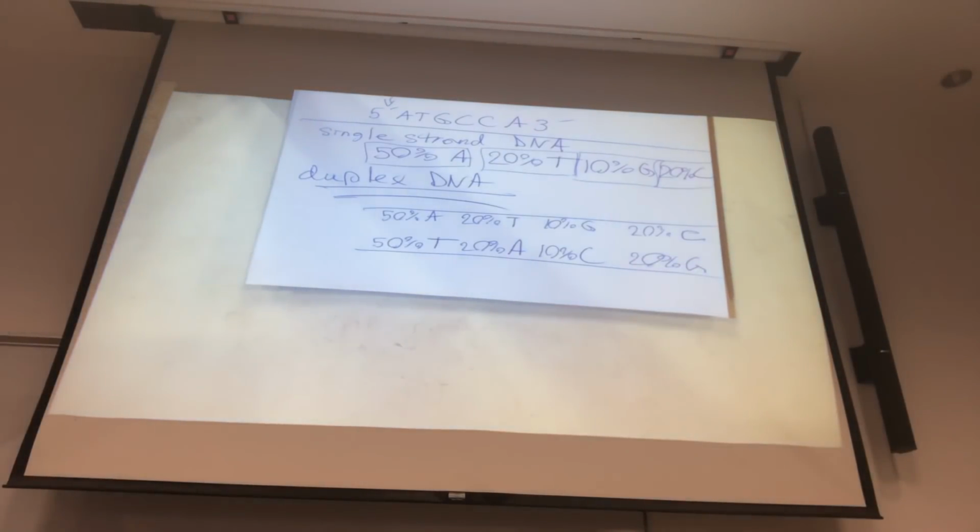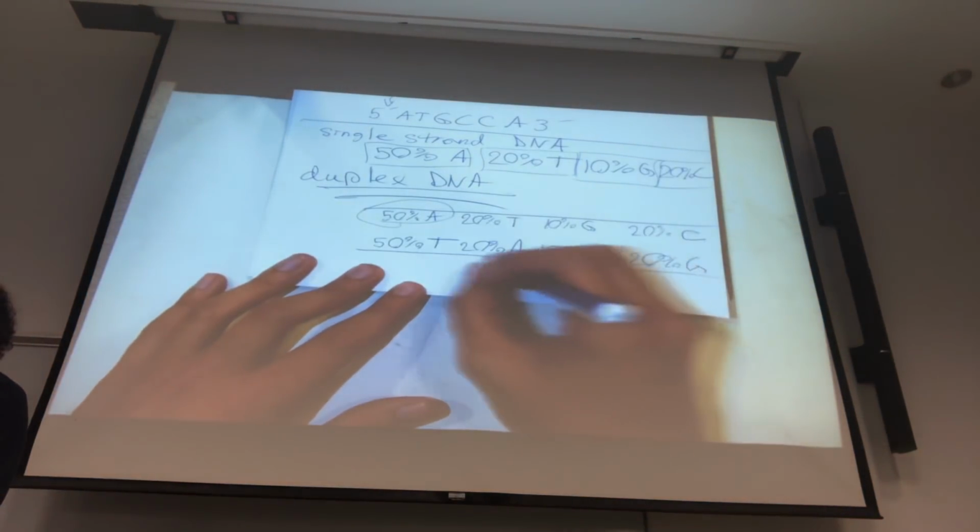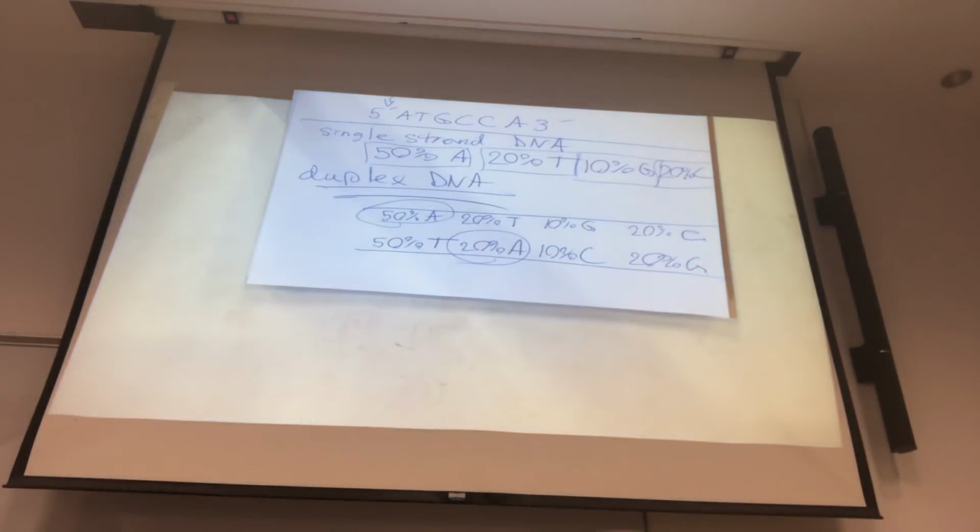So if it's asking what percentage is A's in duplex DNA, you would add up that, and divide it by 2, because if you add it up straight up, this all adds up to 200%, which isn't right. So you add up these two numbers, you divide it by 2, that's how much you have in duplex DNA. There might be other ways to solve it. This is my personal way of solving these types of questions. You'll very likely get completely different numbers than this, but it's pretty straightforward, as you can see.